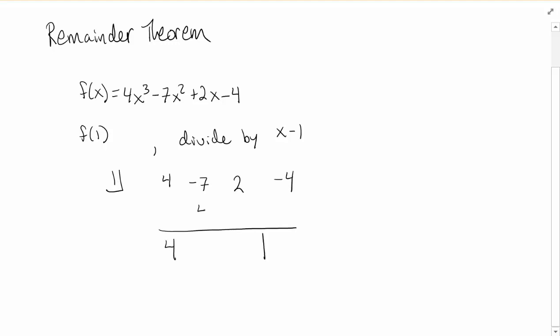Drop down the 4, multiply by the thing in the box. 4 times 1 is 4. Add the column. Negative 7 plus 4 is a negative 3. Negative 3 times 1 is a negative 3. 2 plus a negative 3 is a negative 1, and a negative 1 times 1 is a negative 1. So I get negative 5 when all is said and done.